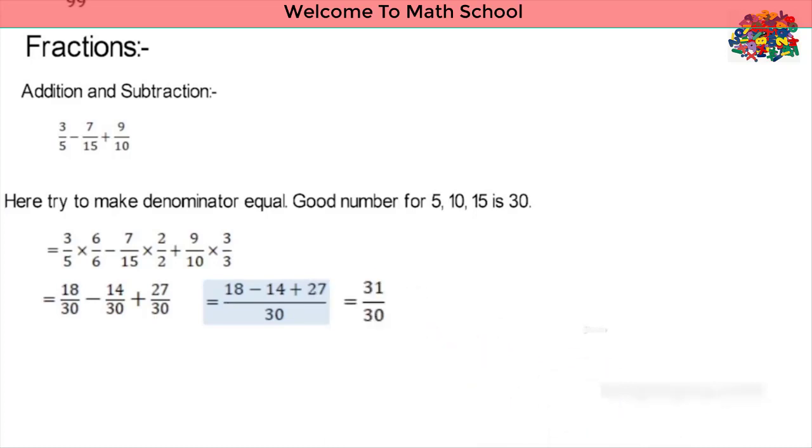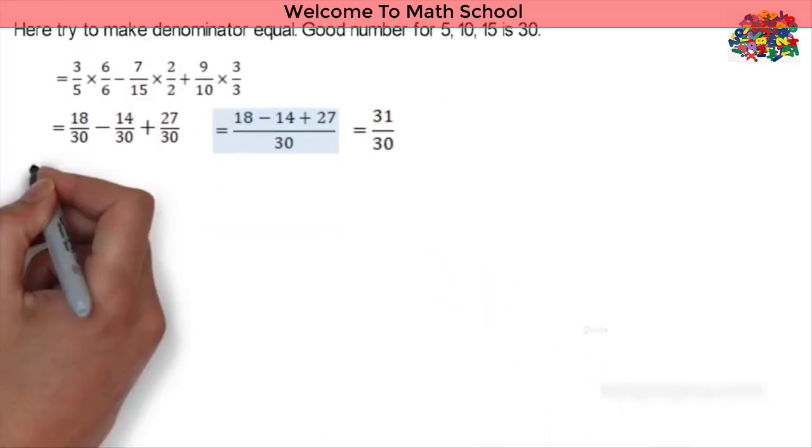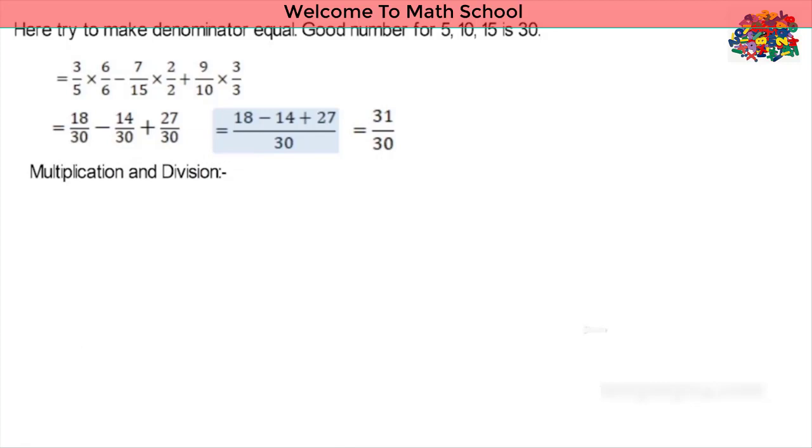Next we have how to multiply and divide fractions. Suppose you want to multiply 3 by 5 with 7 by 15. Here 3 and 15 you can directly cancel. 3 will be cancelled by 1 time and 15 by 5 times. So the value will be 7 by 25.